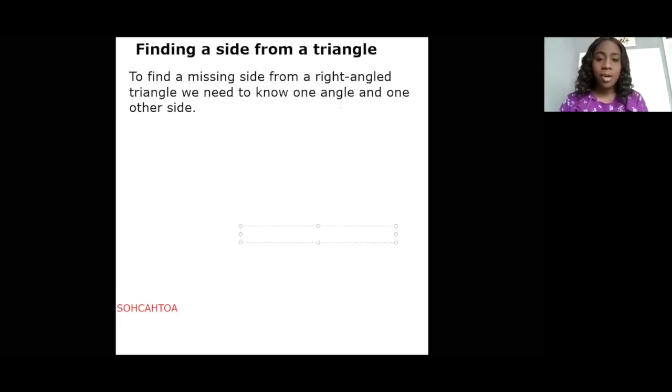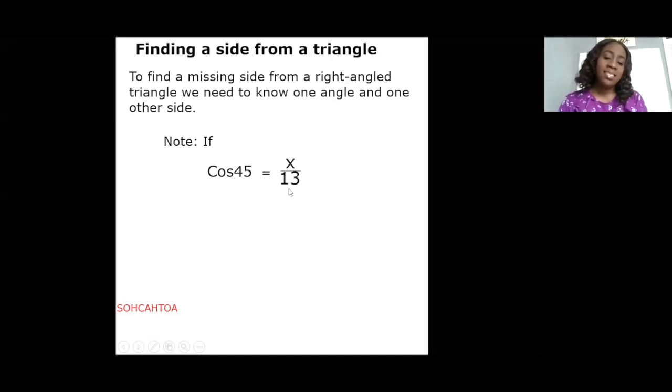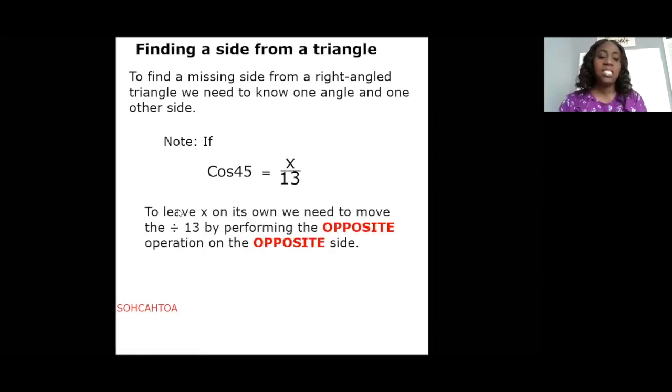So let's consider if we had this scenario. Cosine of 45 is equal to x over 13. 45 represents my angle, all right? And 13 represents a side. So we just substitute it, okay? I just want you to see the steps.